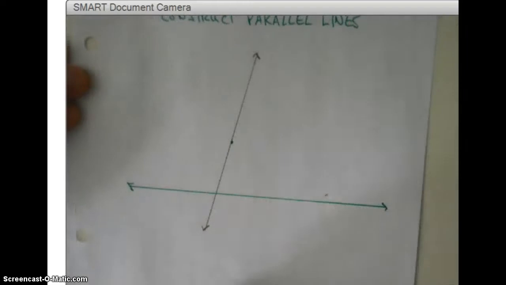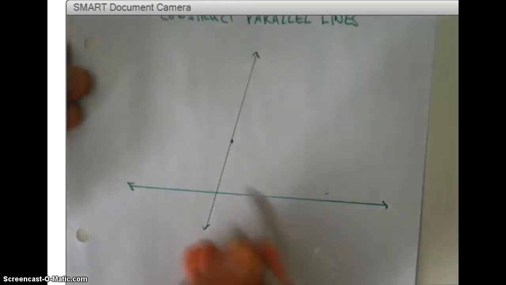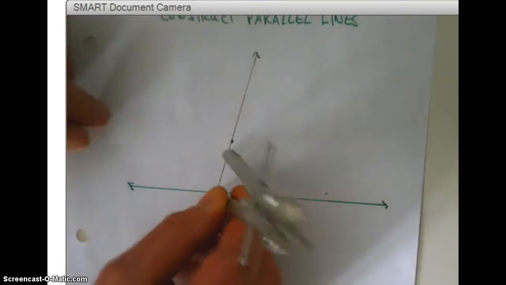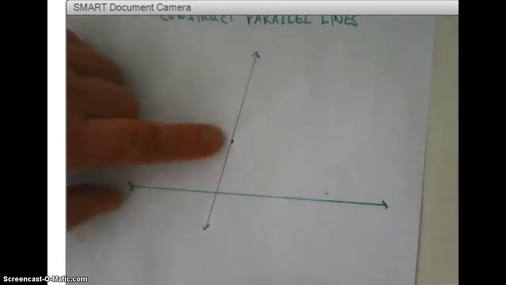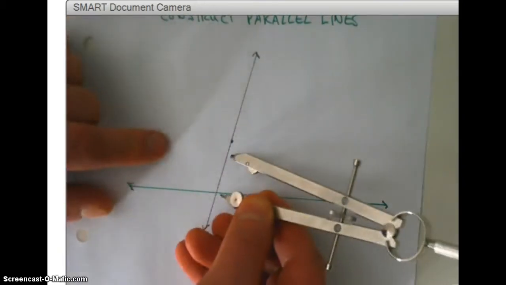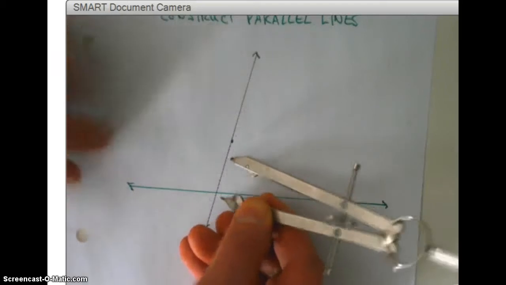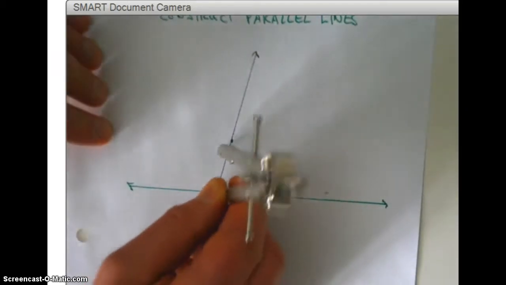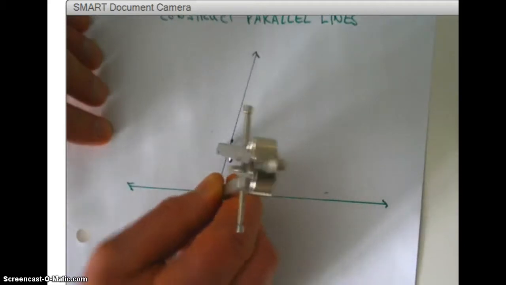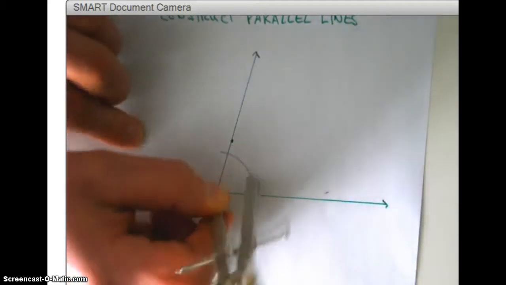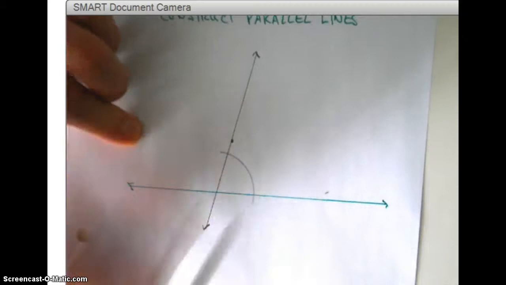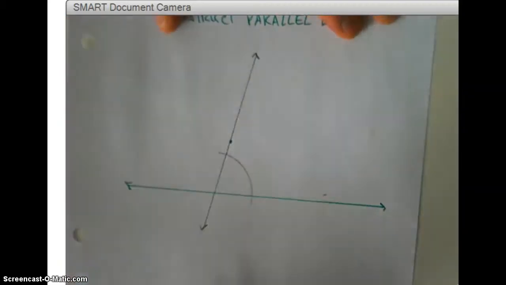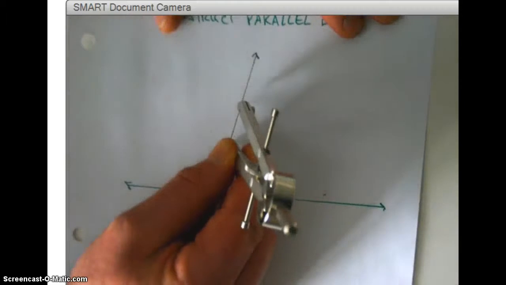So the next thing that you want to do is come down to the vertex of this angle, and set your compass distance so that it is shorter than the distance from the vertex to this point up here. So notice that my distance doesn't make it to the point, so I'm okay. And you want to start at that vertex and create an arc that swings through both of these rays, making sure you're really accurate and start right on the vertex. So perfect.